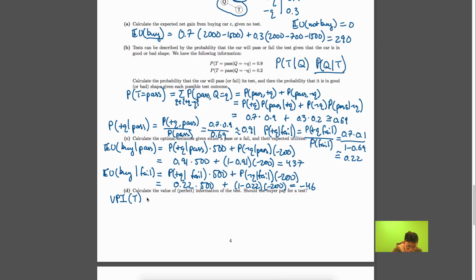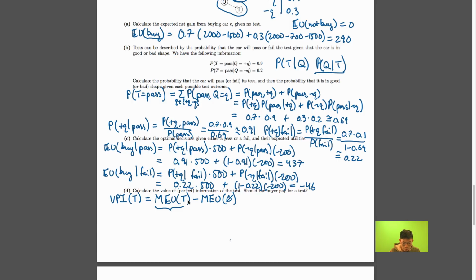OK, so the value of perfect information we define as the maximum expected utility that we can get if we perform the test, given some evidence, minus what we knew before. And in this case, we had no prior evidence, so we're just going to write this phi to indicate an empty set, no prior evidence. All right, so let's compute this value first.